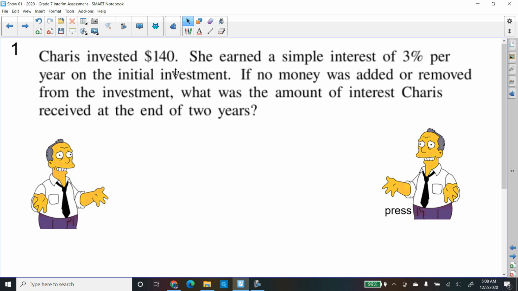Sharice invested $140. She earned a simple interest of 3% per year on her initial investment. If no money was added or removed from the investment, what was the amount of interest Sharice received at the end of 2 years?